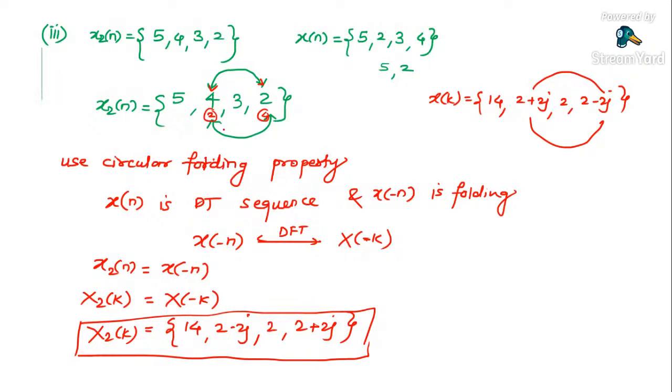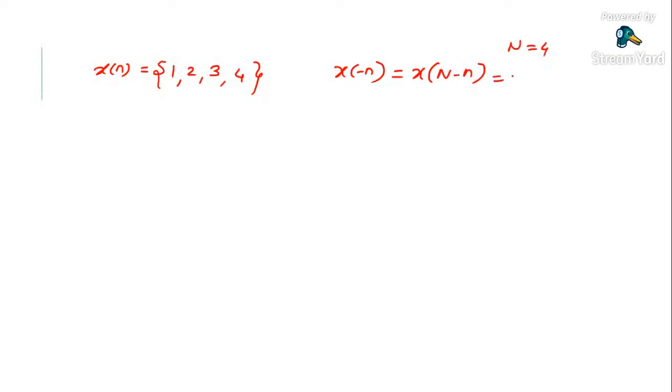In case of circular folding property, the second and fourth bit is interchanged and it is represented as x of minus n. Actually it is circularly folded. Because of that, the numbers are not going like this. I will show you an explanation for it. What is meant by circularly folded? Suppose x of n, this is for your understanding, is 1 2 3 4, and I want to find x of minus n. This is written as x of N minus n, where N is equal to 4. So it is x of 4 minus n.